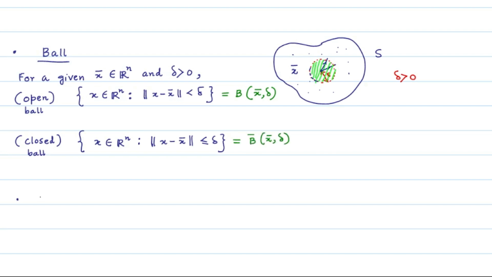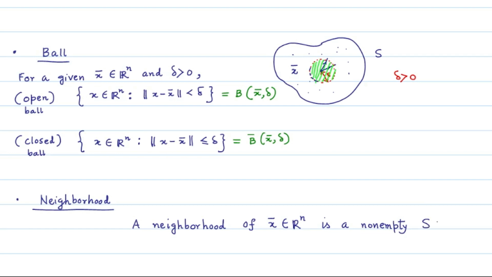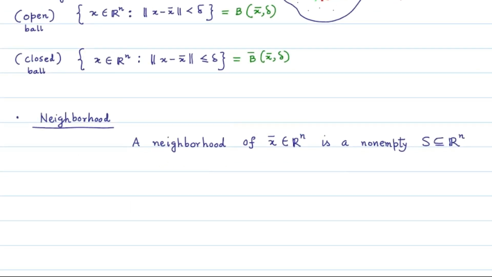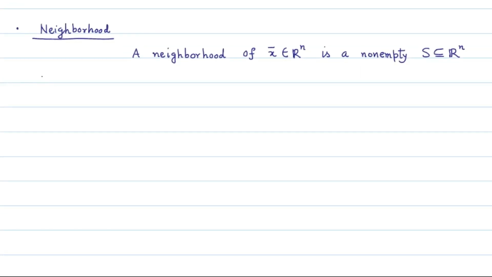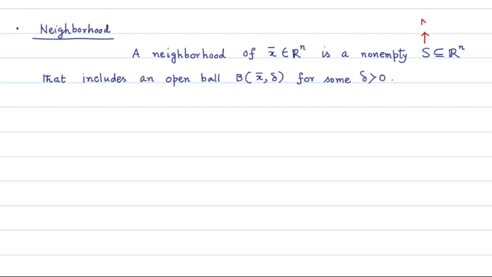By a neighborhood of the point x bar, we mean a non-empty subset of Rn containing the point x bar that includes an open ball, say B(x bar, delta), for some delta greater than 0. We commonly denote a neighborhood of a given point x bar by the notation capital N(x bar).